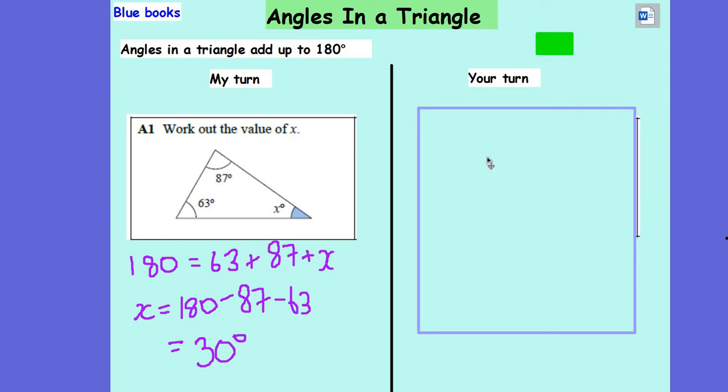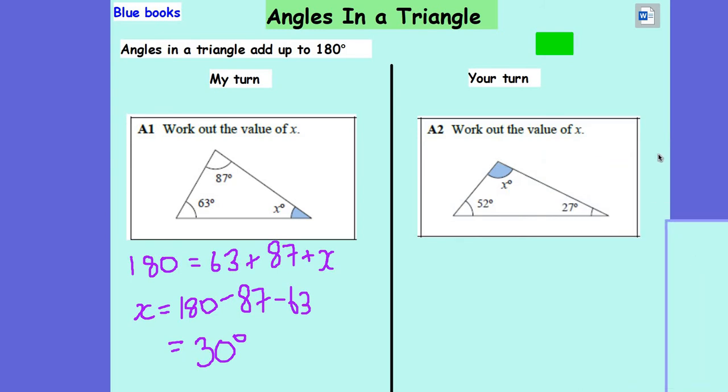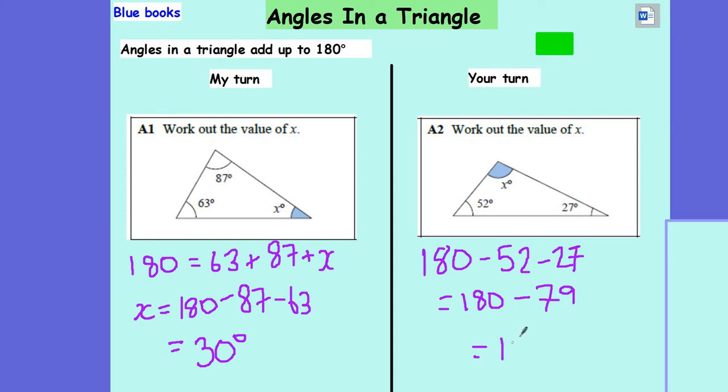Over to you guys on your mini whiteboards in your rough books. Can you please work out the missing value x? Pause the video for a minute and have a go. Splendid, let's work through it together. I know that x is going to be equal to 180, take away 52, take away 27. So that's 180, take away 79, which is 101. Hopefully we got that right.